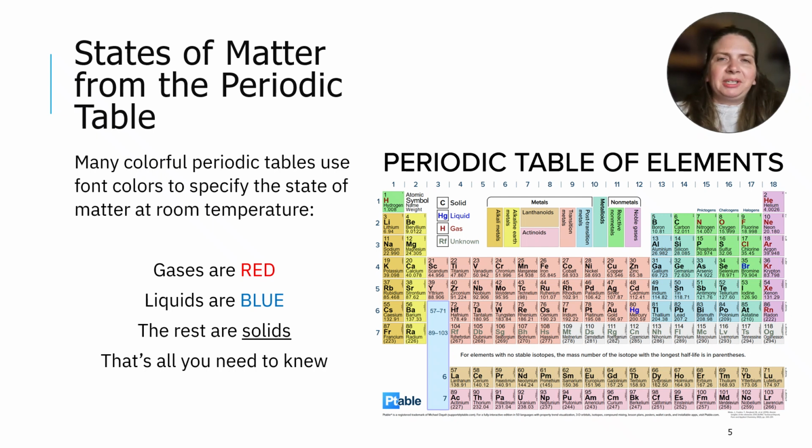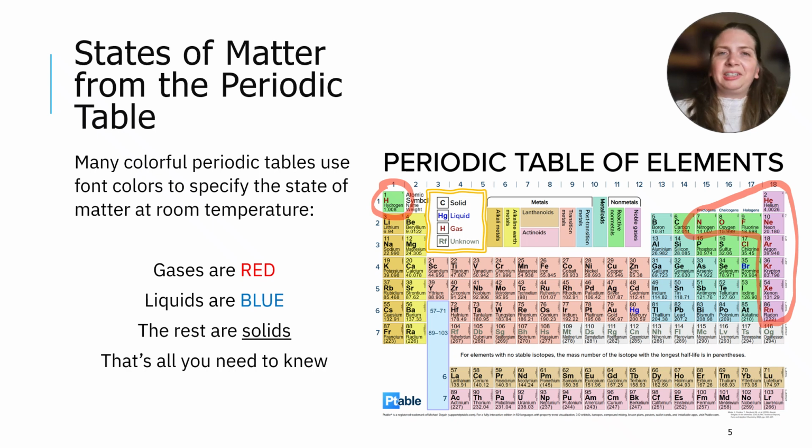Many colorful periodic tables use the color of the element's symbol to indicate the state of matter at room temperature. The color code used by many periodic tables is as follows with this terrible poem. Gases are red, liquids are blue, the rest are solids. That's all you need to know. I recognize that that poem is grammatically incorrect, but that's just so it rhymes.